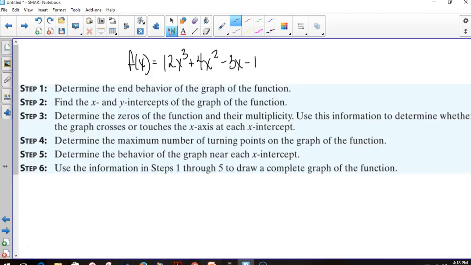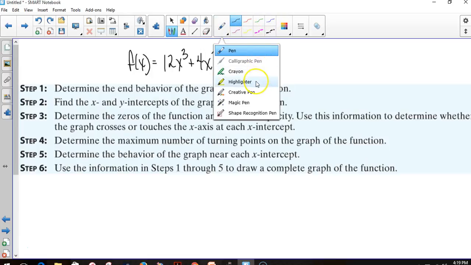We're going to start with step 1, but really you can kind of go out of order. You don't have to start with step 1. You can start with step 2 and then go back to step 1. Any starting point for the steps would be fine. But I'm just going to start at step 1, which talks about end behavior of the graph.